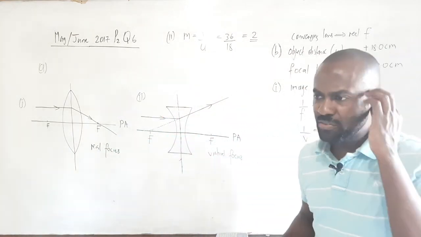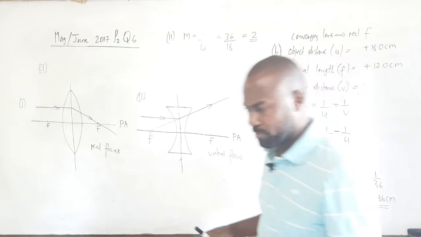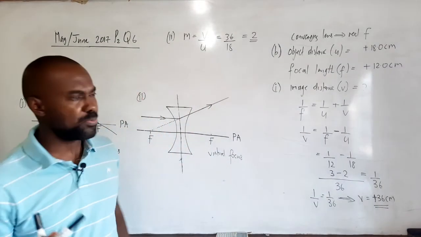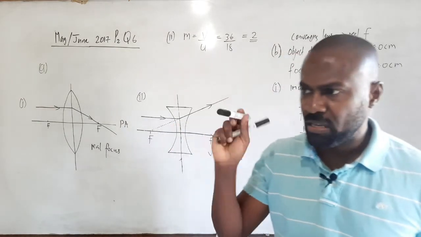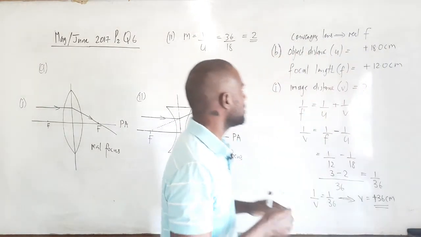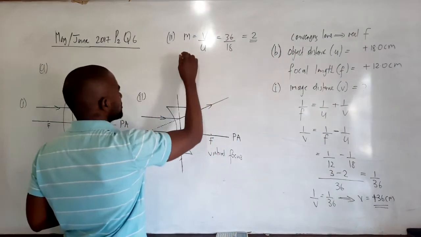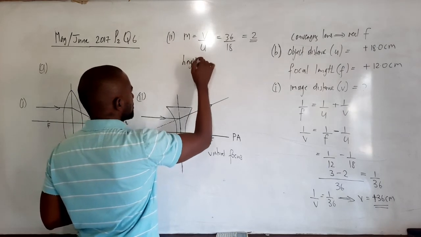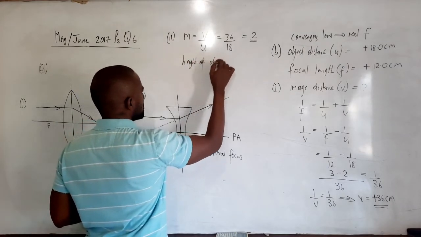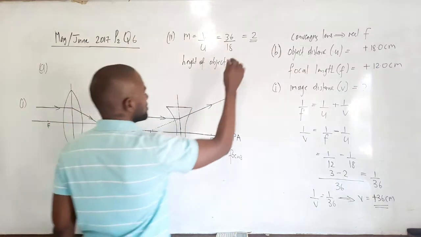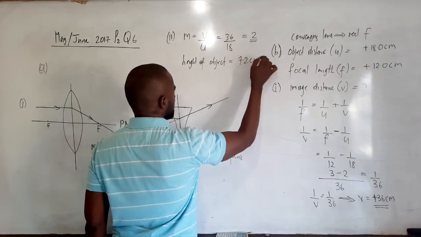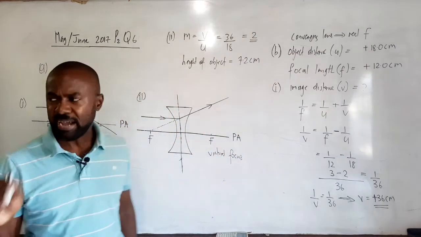They also want us to find the height of the image formed. Now, we were given the height of the object, which is, I didn't write it down, but the height of the object was given as 7.2 centimeters. So we can say the height of object equals 7.2 centimeters. Right? Now, and they want us to find the height of the image.